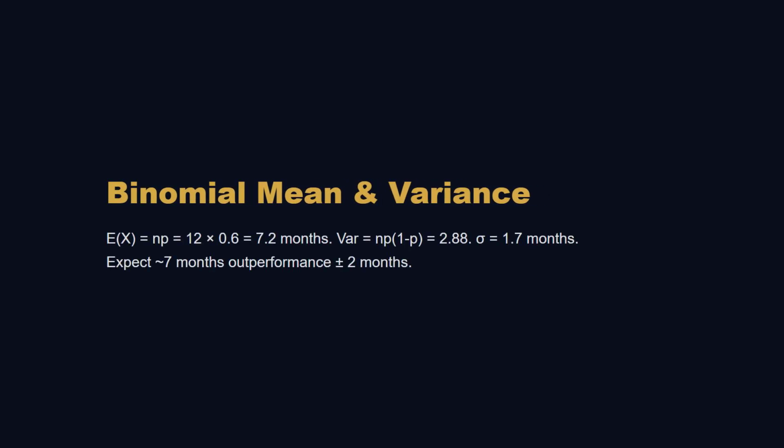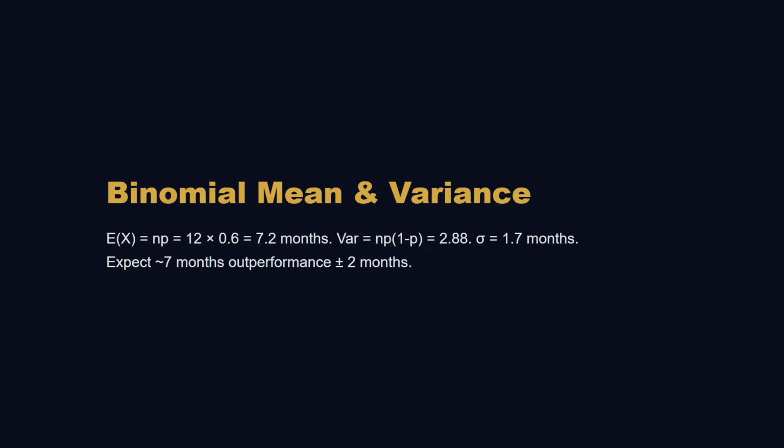The expected number of months outperforming is n times p. 12 times 0.6 equals 7.2 months. The variance is 12 times 0.6 times 0.4 equals 2.88. Standard deviation is the square root of 2.88, which is 1.7 months. So we expect about 7 months of outperformance, give or take about 2 months.